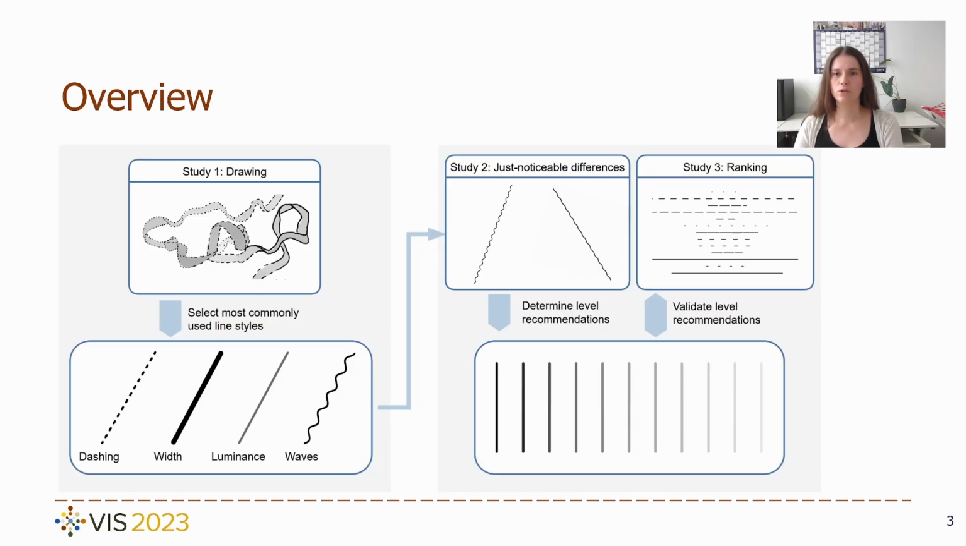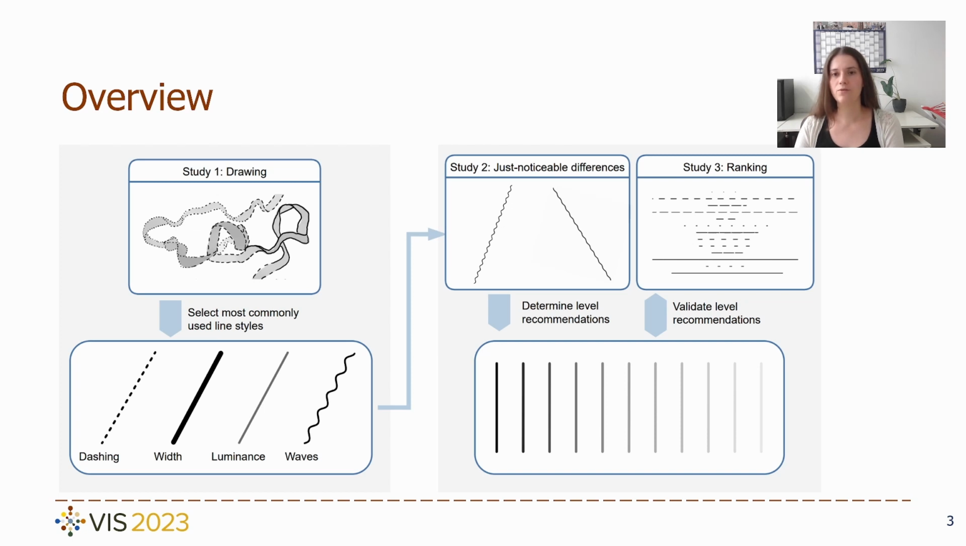Our first goal was to determine popular line attributes that are intuitively used by people. In most of the papers we found there was no empirical justification for using a particular line attribute. We decided to use an open approach to determine popular ones. In a drawing study, participants drew lines to encode uncertainty. We selected the most widely used line attributes for our further evaluations.